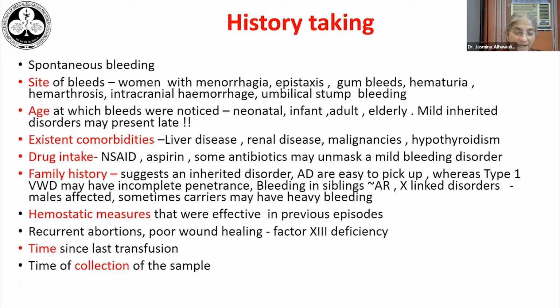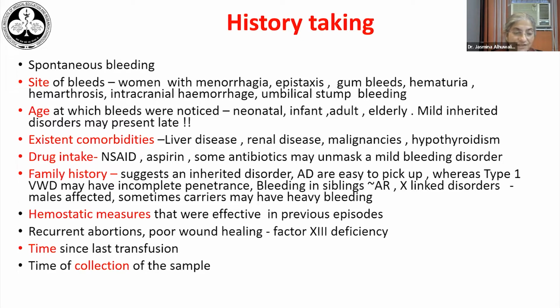Now, type 1 von Willebrand disease forms a very standard example of an autosomal dominant disorder, but it comes with a caveat that it may have incomplete penetrance. So just by being an autosomal dominant disorder doesn't mean that it will always show up in the next generation. We must remember this. If there is bleeding in siblings but not in the parents, autosomal recessive inheritance can be suspected. And if it's the males who are affected, then we are looking at X-linked disorders. But sometimes we must remember that carriers of X-linked disorders may also have heavy bleeding. This is true for hemophilia A and hemophilia B.